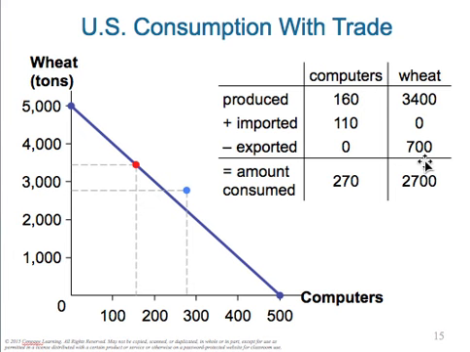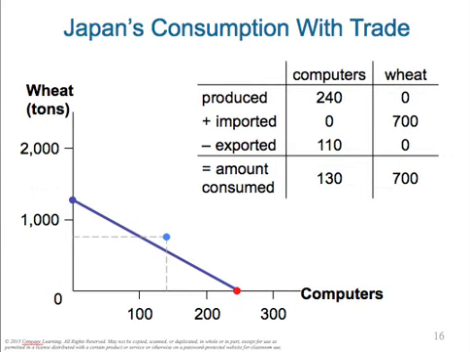So again, U.S. consumption with trade, we produce 3,400 tons of wheat and 160 computers. We import 110 more computers. We don't import any more wheat because we get a lot of it. We send some of it out, 700 tons of wheat. Turns out we got more computers than we produced, and we still got a ton of wheat. We just sold some to Japan.